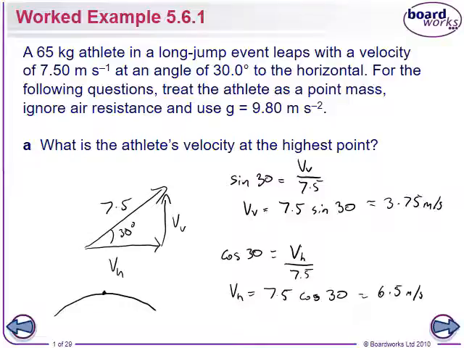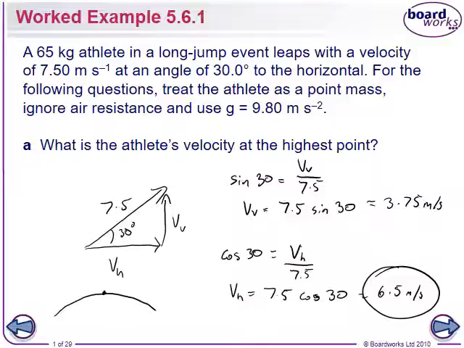Okay, so the gradient is zero. Our vertical velocity is going to be zero. Okay, at the highest point, the athlete isn't moving up or down. They're just moving horizontally. Now, assuming air resistance is taken out of the equation, what do we know about the horizontal velocity from here to here? It's constant. So if there is no vertical velocity, and we know our horizontal velocity, this is the velocity of the athlete. 6.5 meters per second horizontally.